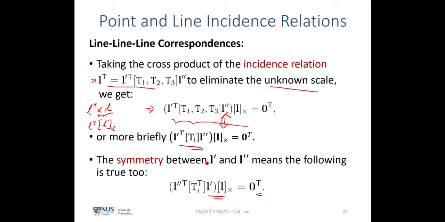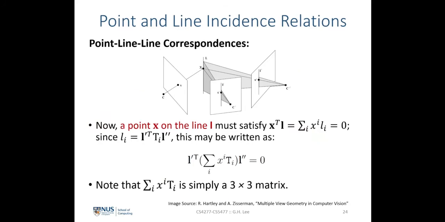And here by writing the equation into these two forms, we eliminated the unknown scale. And now the relation shown by these two equations would be simply relating the image correspondences L prime and L prime prime and the trifocal tensor without any other unknown parameters in this particular equation. We can do the same thing for point line correspondences.